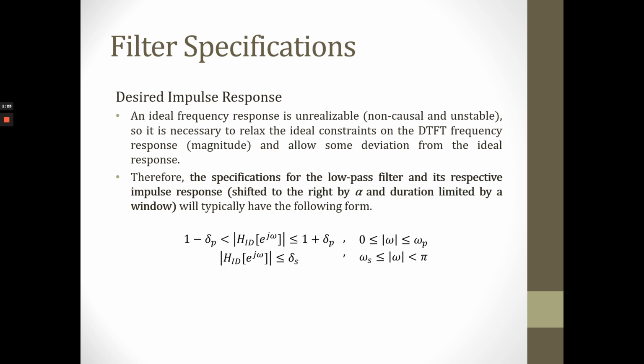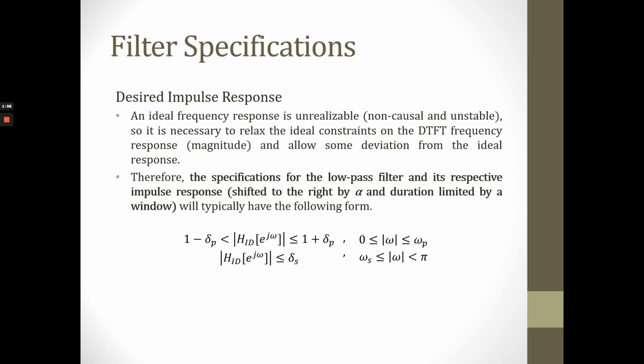For designing the impulse response, it is based on an ideal frequency response, which is unrealizable because it is non-causal and unstable. So it is necessary to relax the ideal constraints on the DTFT, discrete time Fourier transform, frequency response based on the magnitude, and allow some deviation. This is the deviation from the ideal response.